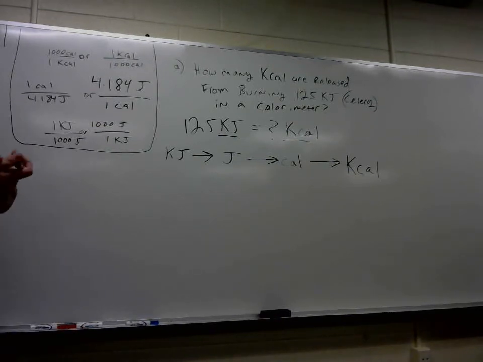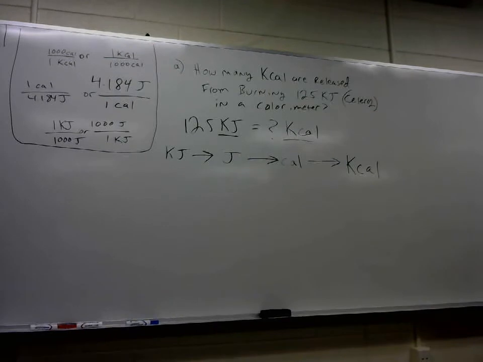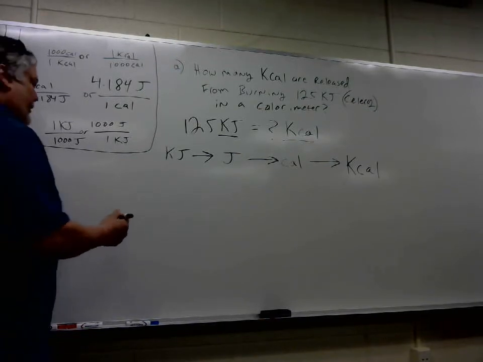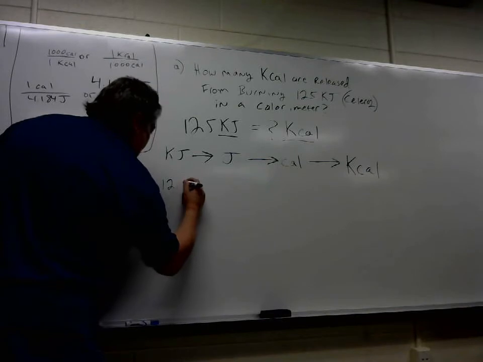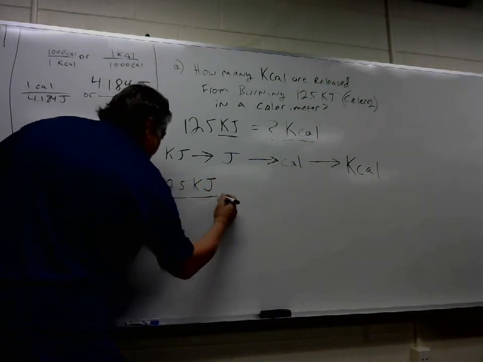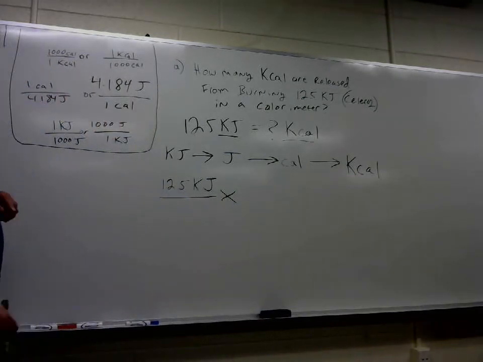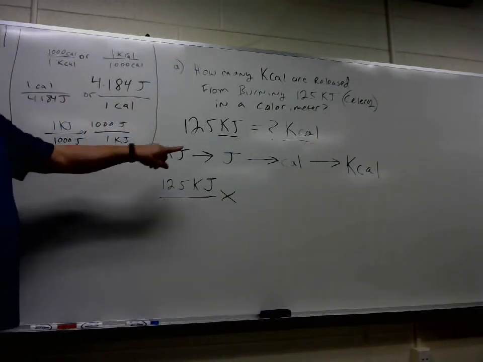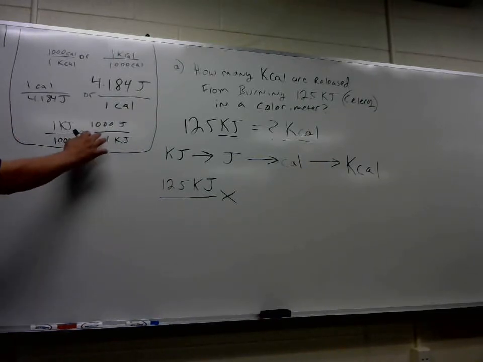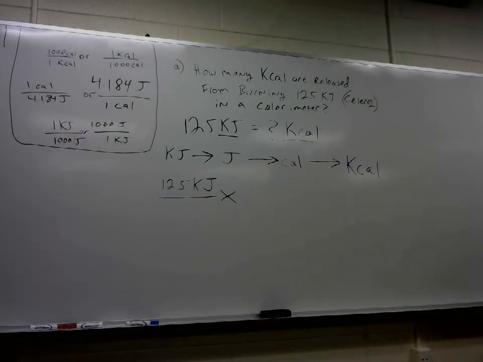So now what do we do? We start the problem. And what do we always start the problem with? The given information. So they're giving you the value of 125 kilojoules. There's where we start our problem. What do we do next? Look at our roadmap. Where are we going? We're going from kilojoules to joules. So that means this conversion factor is the one we're going to use.